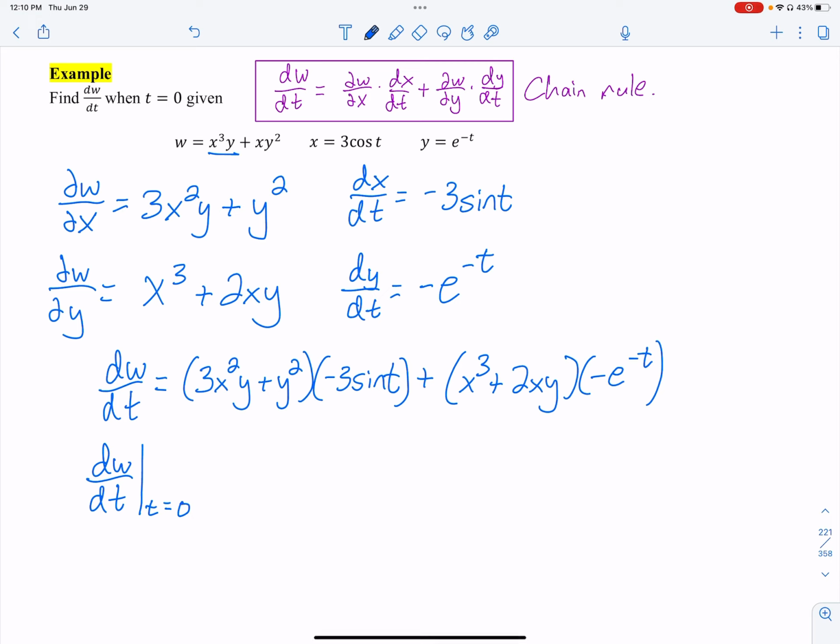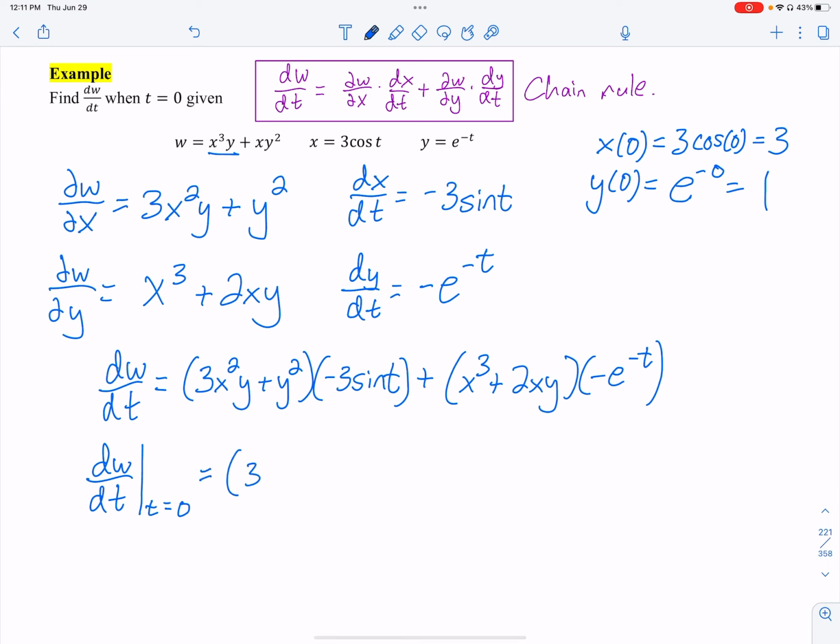So I'm just going to figure out what is x of 0 and what's y of 0, and then just plug those in instead of going through and plugging in the whole function. So 3 times cosine of 0 is 3. So all x's are going to be 3. And then the y is going to be e to the negative 0. Okay, well, that's just 1. So all the y's are going to be 1. And then t's are going to be 0.